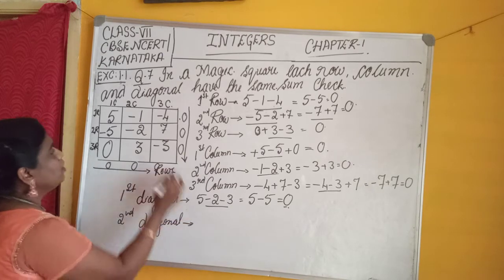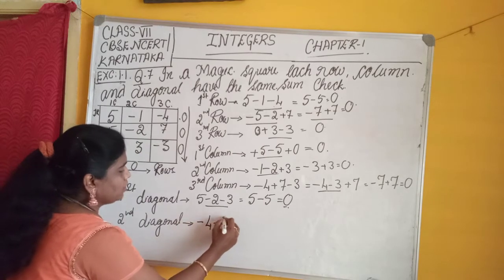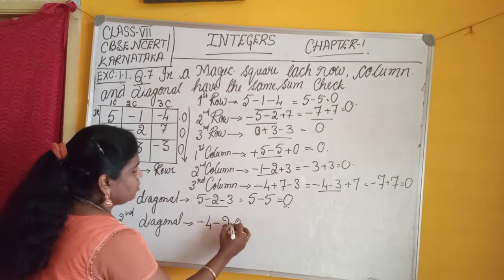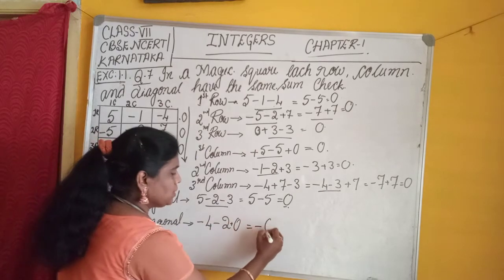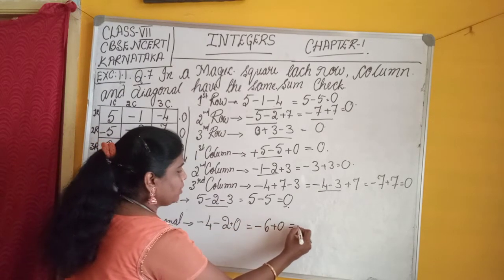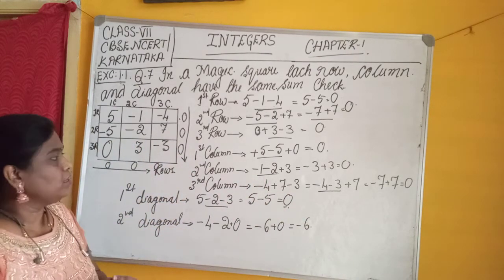The second diagonal: minus 4, minus 2, 0. Minus 4 minus 2 is minus 6, plus 0. Here we got minus 6. Okay. Let us check for the magic square.